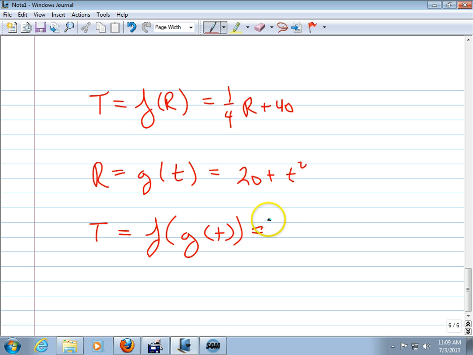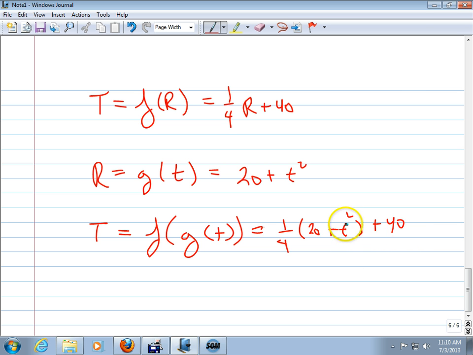You replace the R by 20 plus T squared. Well, exactly. So wherever you see r, you plug in what it equals, 20 plus t squared. So I'm going to get 1/4 of r plus 40, but r happens to be 20 plus t squared. So now you have a function that relates little t directly to big T. So I can plug in the time, the number of hours after midnight, let's say 10, and get straight away, when I work this whole mess out, the temperature at that time, right?